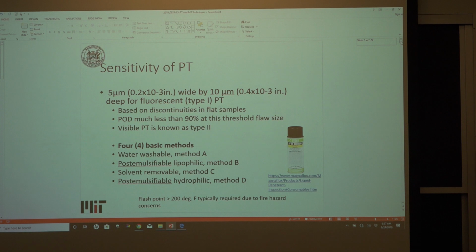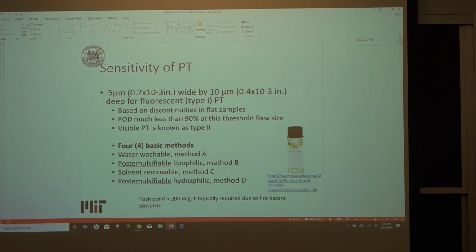All right, so in general, this is just published data, but as I said before, you need to take into account that this is published data based on not realistic flaws. So in general, the sensitivity of the technique is 5 microns wide by 10 microns deep for type 1, which is fluorescent penetrant inspection. So that number is based on flat samples. It's just based on plate, putting flaws in a plate.